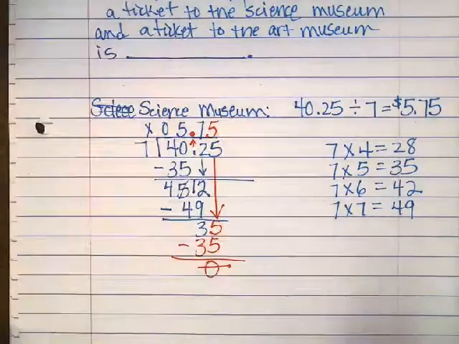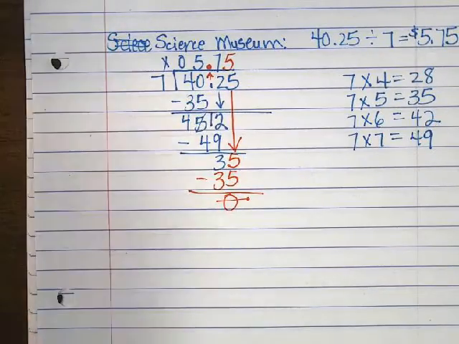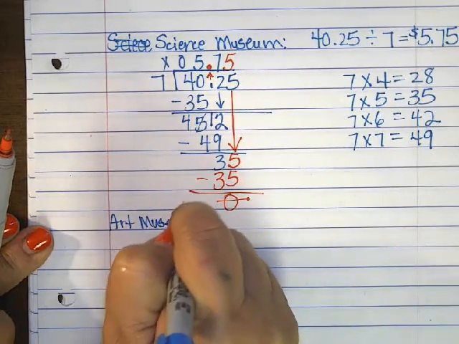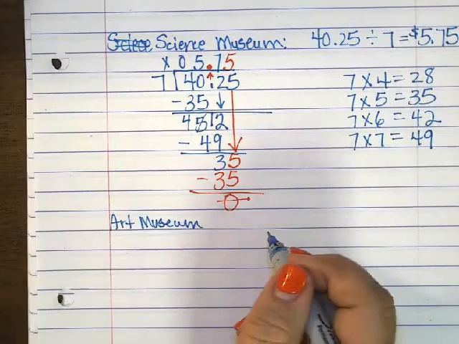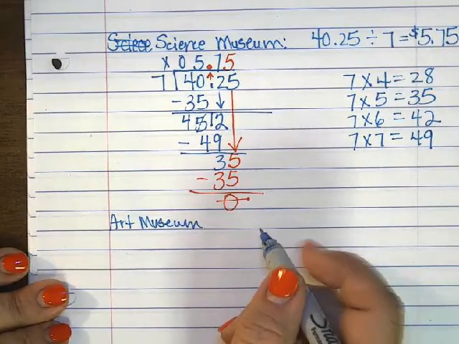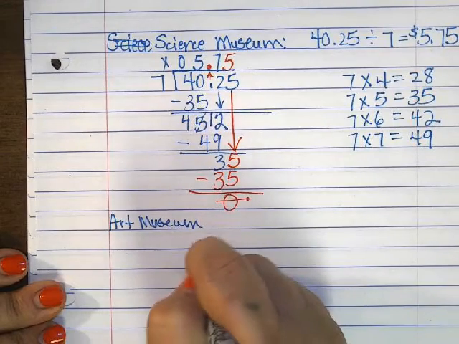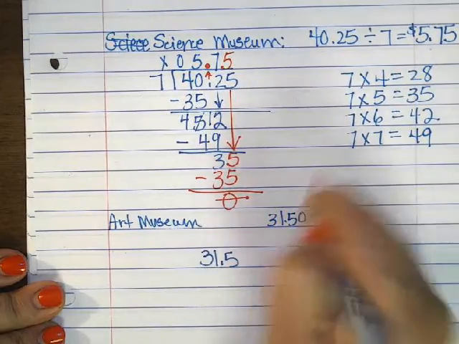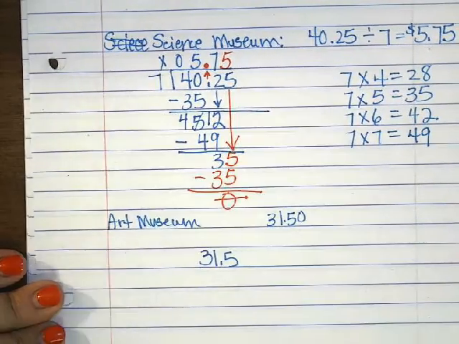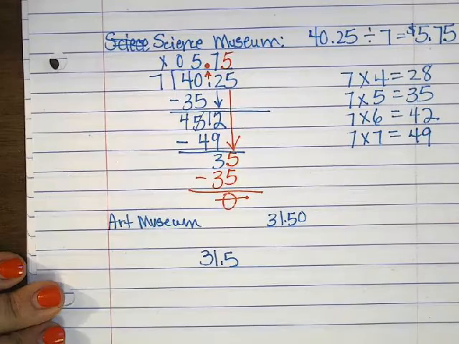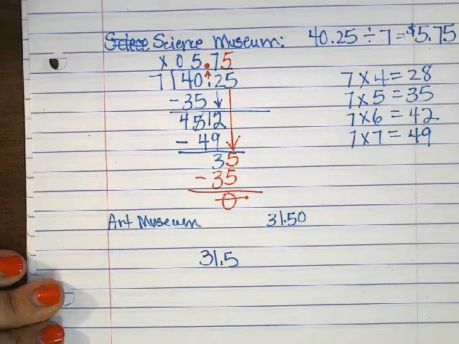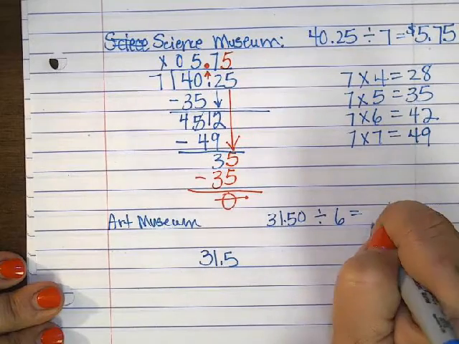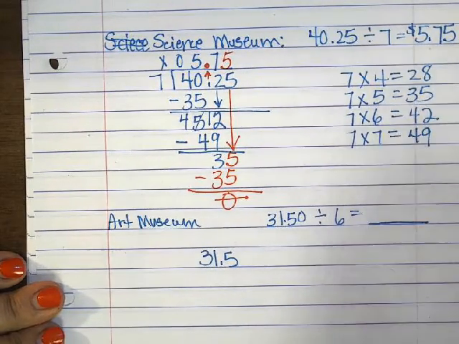So I'm going to move this over here. So at our art museum, we had 6 kids that went, and theirs was $31.50. Okay, so now let's look. $31.50, and I'm going to write out the equation here. I did not go and check my work. You can do that. That's your job. $5.75 times 7, does that equal $40.25? All right. This is going to be divided by 6 equals, and this is my quotient, what?